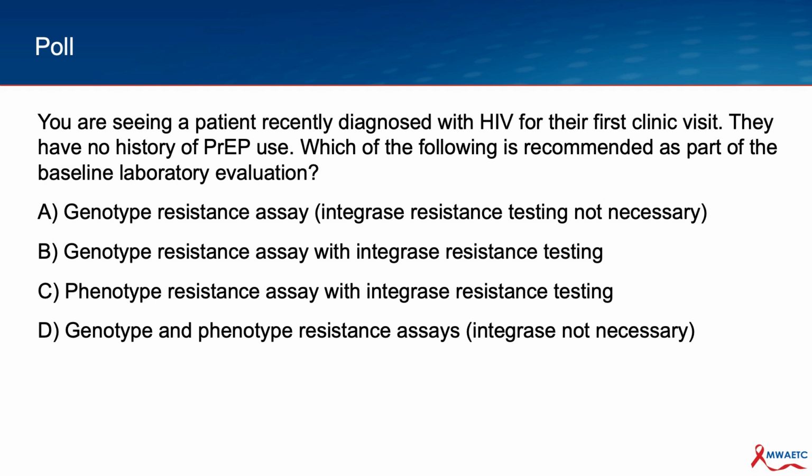Awesome. So 80% got what I would consider the right answer. It is the guidelines-based answer, which is that everyone newly diagnosed with HIV at baseline as part of their routine evaluation should have resistance testing. It should be done with a genotype, and integrase resistance testing is not necessary. We will talk more about that.